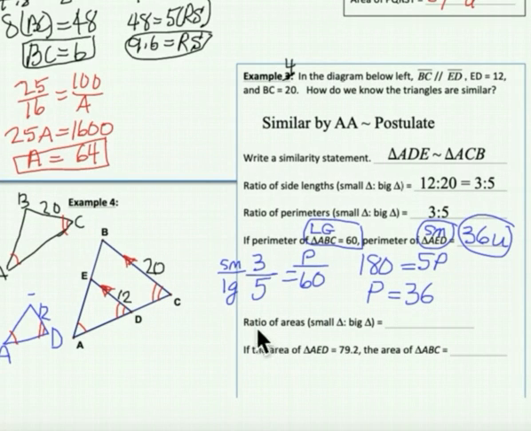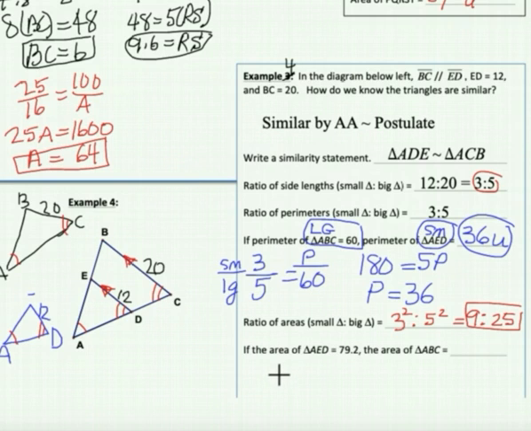Now we're asked to find the ratio of areas, small figure to big figure. Remember that the ratio of areas is just the ratio of sides, 3 to 5, right here. Circle it. Squared. So I'm going to take 3 and square it, and the 5 and square it. So the ratio of areas then will be 3 squared, or 9 to 5 squared, which is 25. So there's a 9 to 25 ratio for the ratio of areas.